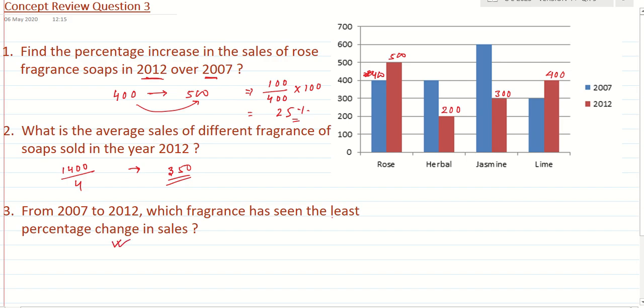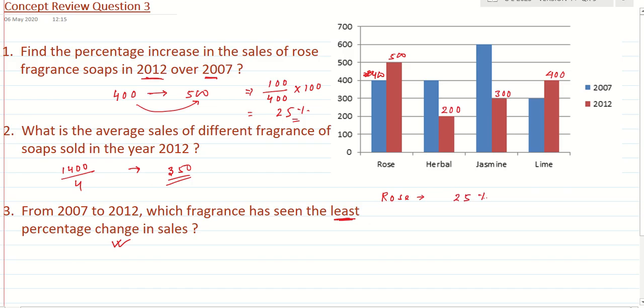Now, from 7 to 12, which fragrance has seen the least percentage change? Remember, don't get confused. Not talking about the least percentage or greatest percentage. Change must be the least, which means I must look at the quantity, the lesser quantity, from 7 to 12. Let's go for the rose and tell me. For the rose, 25%. We have done already.